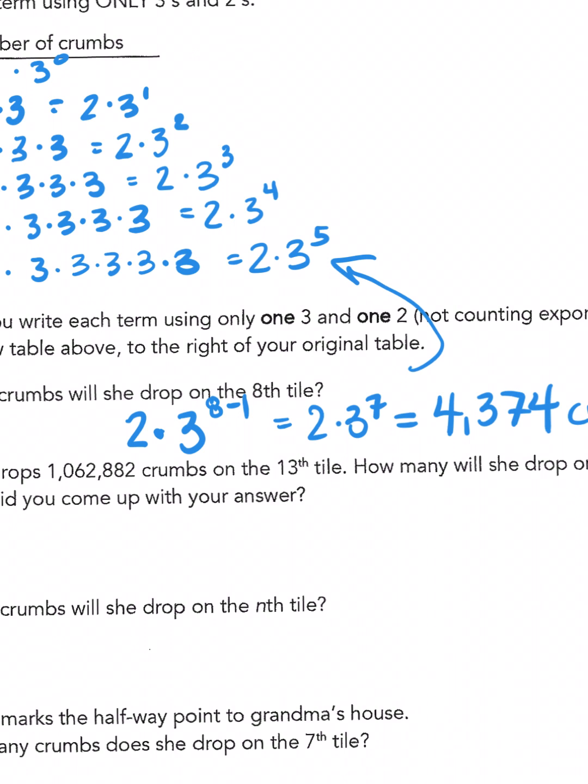All right, Little Red drops 1,062,882 crumbs on the 13th tile. How many will she drop on the 15th tile? How can we figure that out? We know she already started with this, right? We know from tile to tile we multiply by what? Okay, so how many tiles up are we going? 2. Okay, so how many times are we going to have to multiply by 3?